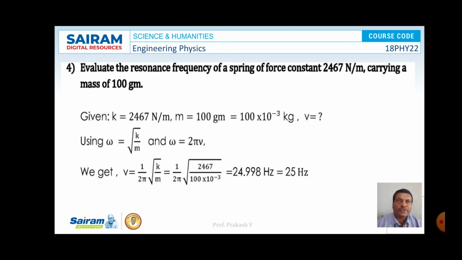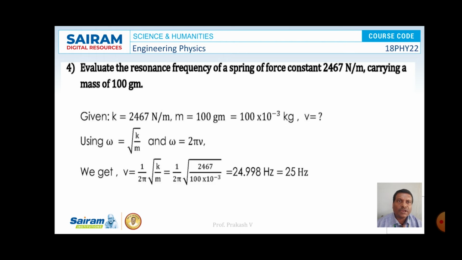Fourth problem: evaluate the resonance frequency of a spring of force constant 2467 Newton per meter carrying a mass of 100 grams. So here the value of force constant K is given as 2467 Newton per meter and M is 100 grams. That is the value given. You are asked to calculate the resonance frequency mu.